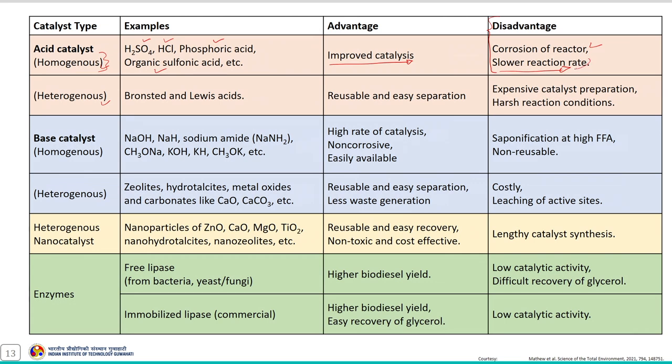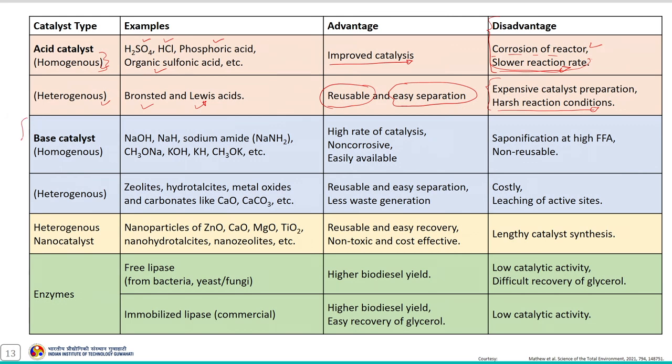And this point we already discussed in one of the slides, that the acid catalyst reactions are relatively slow compared to the alkali catalyzed transesterification reaction. However, the heterogeneous acid catalysts include Bronsted and Lewis acids. The advantage is easy separation of this catalyst from the reaction mixture and it is reusable. However, the limitation associated with the use of this catalyst includes expensive catalyst preparation procedure, and it also requires harsh reaction conditions to achieve the maximum biodiesel yield.